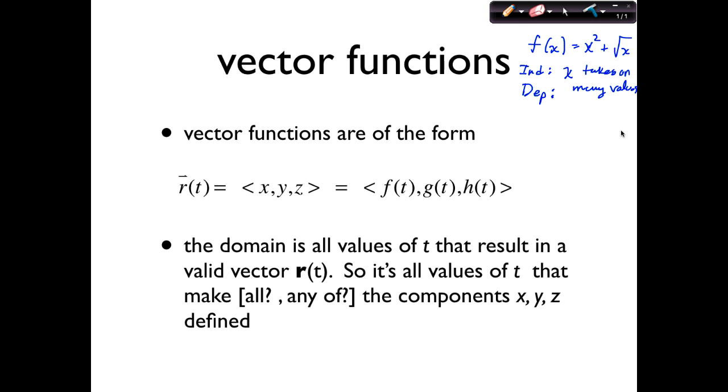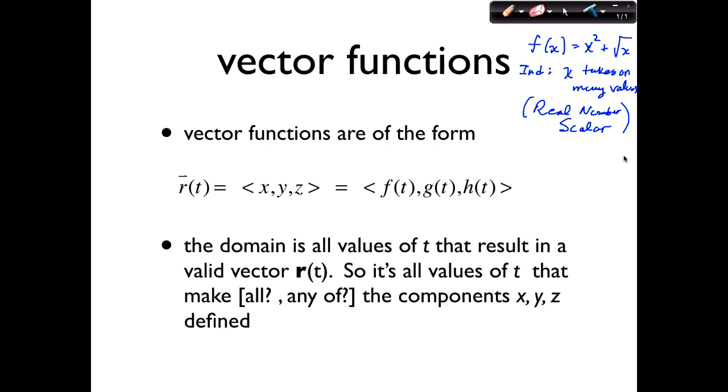And then what's the dependent thing? X is a real number, or scalar. We talked about scalars a lot, right? Scalars versus vectors. A scalar is just a number. It's just a value. Okay, so that's the independent variable.